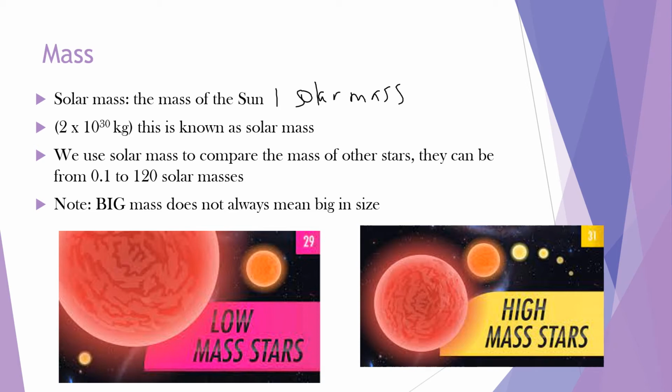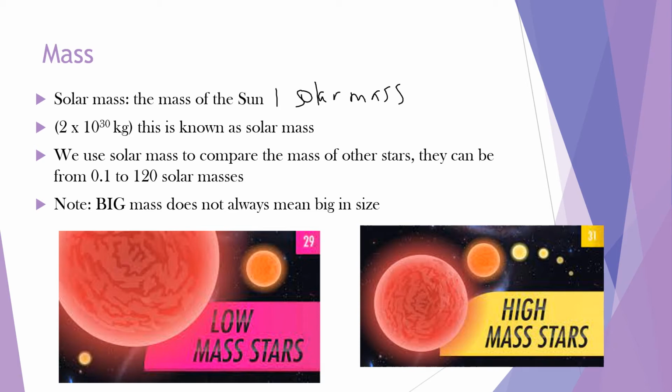We use solar mass to compare the mass of other stars. They can be from 0.1 to 120 solar masses. Okay, so again, we use the scale where we assign the sun as 1 solar mass, which is equivalent to 2 times 10 to the 30 kilograms, and then we use that to compare the masses of other stars.